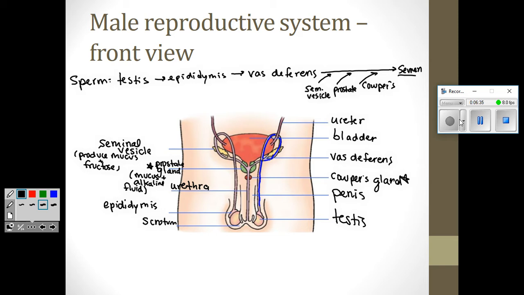So at this point, we call it semen. And if I can continue my pathway down here, it goes through the urethra, and then if ejaculation occurs, it will go on to the next portion of its journey.